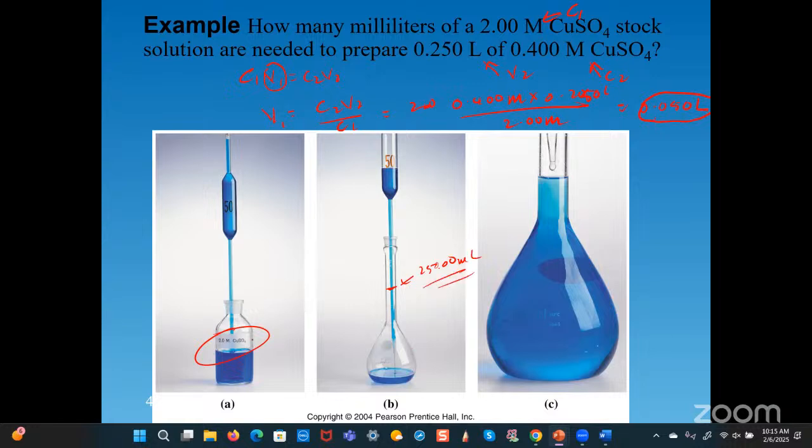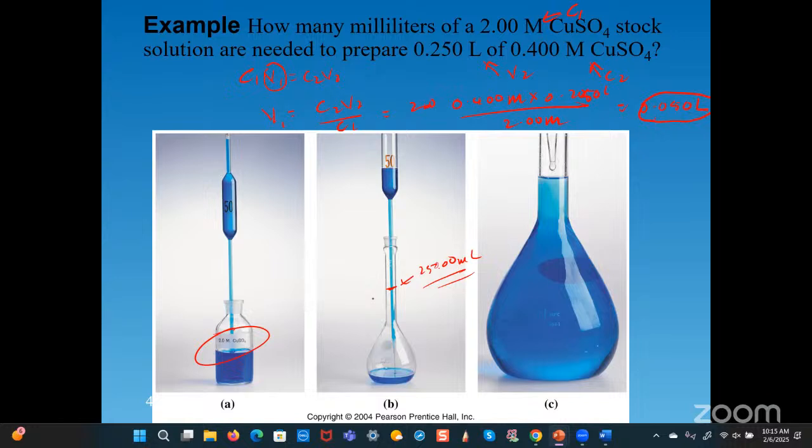So what this person did was transfer 50 mils of the solution here into the flask, right? And then they just simply add water until the water level, the meniscus, gets up to that mark. And then they stopper it and shake it up just to make sure that the solution is homogeneous. And that's basically how that dilution is achieved, all right?